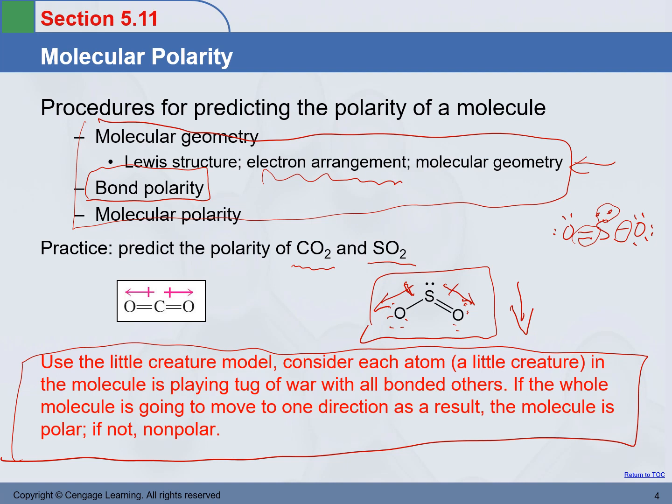What I am trying to say here is, look at carbon dioxide and sulfur dioxide. They look so much alike in the formula. However, carbon dioxide is linear and nonpolar. Sulfur dioxide is angular and polar.